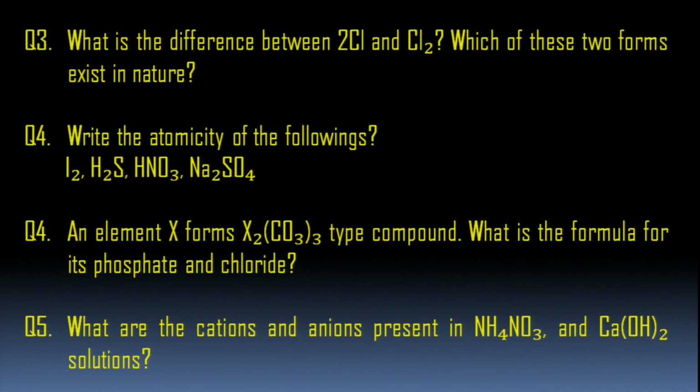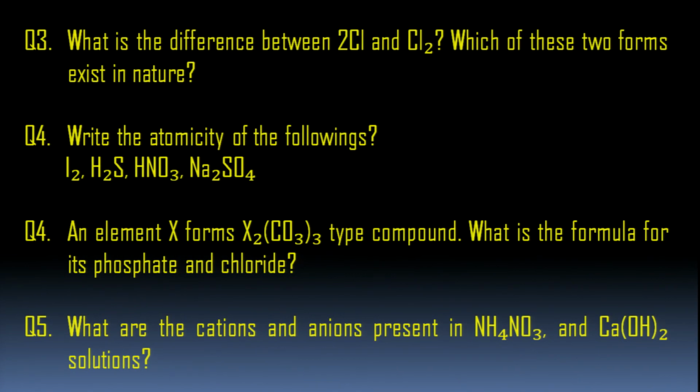What is the formula of phosphate and chloride? Phosphate, PO4, you can just interchange the valencies, 3 minus. And chloride, you know the valency, 1 minus. You can interchange and find the formula for this. What are the cations and anions present in NH4NO3? NH4 plus, NO3 minus. And Ca(OH)2: Ca2 plus, OH minus. So, you have to take down these questions and write the answers in your notebooks.